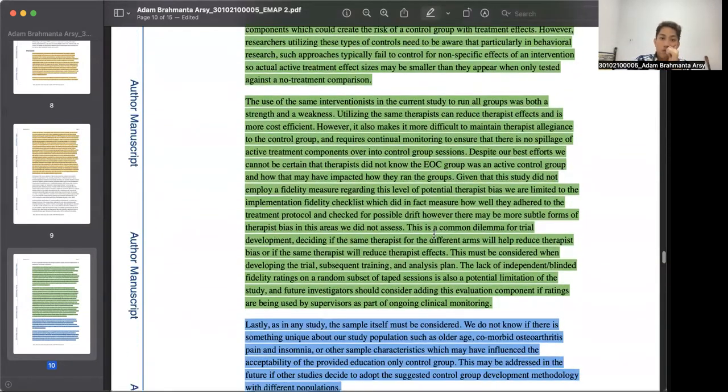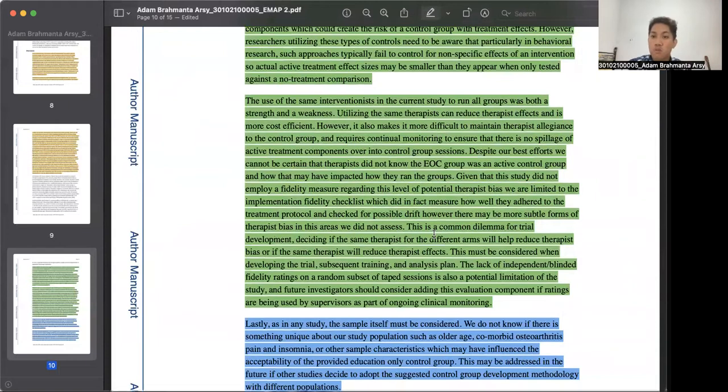The use of the same therapist in the current study to run all groups is both a strength and a weakness. Utilizing the same therapist can reduce therapist effects and is more cost efficient. However, it also makes it more difficult to maintain therapist allegiance to the control method and requires continual monitoring to ensure that there is no spillage of active treatment components over into control group sessions. Despite our best efforts, we cannot be certain that therapists didn't know the EOC group was an active control group and how that may have impacted how they ran groups.